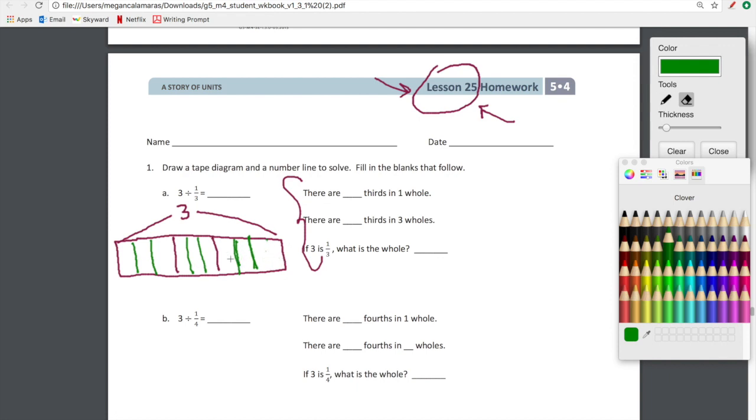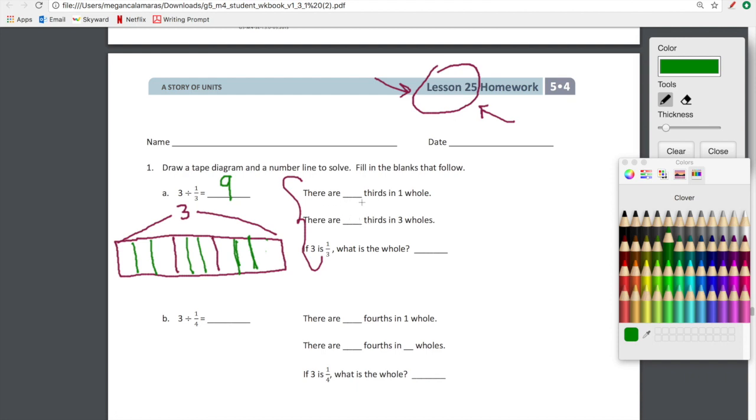Sorry that these are not even. So 3 divided by 1/3, really what we're looking at is, we want to know how many slices do we have. Well, we have 1, 2, 3, 1, 2, 3, 1, 2, 3. We have 3 sets of 3, which is equal to 9. 3 divided by 1/3 is equal to 9.